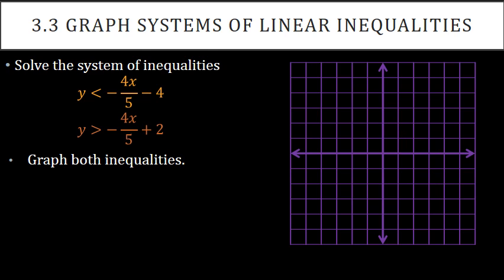Here's another one. Graph both inequalities. For the first one, the y-intercept is negative 4. So we start down here at negative 4. The slope is negative 4 over 5. So it's down 4 and over 5, or I could go up 4 and backwards 5. It'll be a dotted line because it's not equal to.